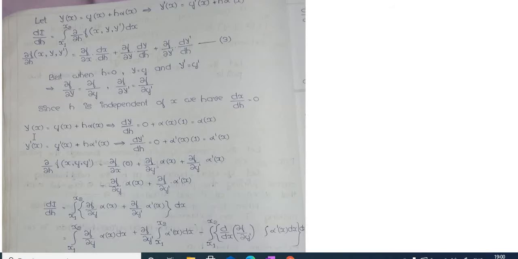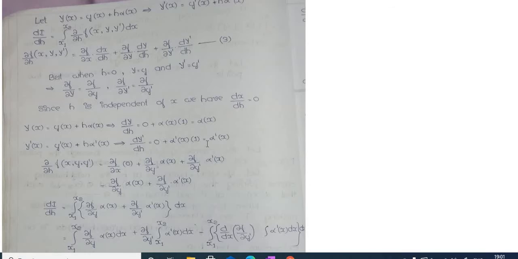So capital Y of x we already know. Now we are going to differentiate with respect to h. So y of x has no h term, that's why 0. Here keep alpha of x as constant; for h, 1 into alpha of x is alpha of x. Y dash of x equals y dash of x plus h into alpha dash of x. Here y dash of x is constant, 0. Alpha dash of x is also constant, put aside for h, 1. So we are going to get alpha dash of x.